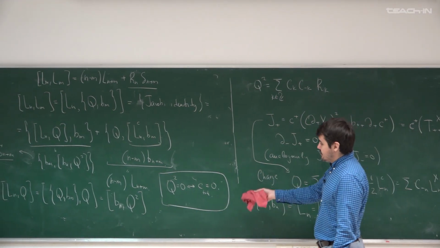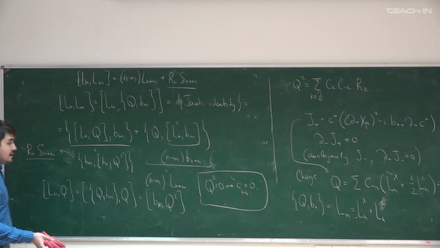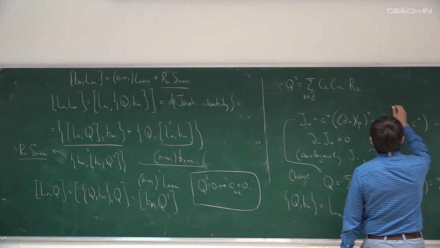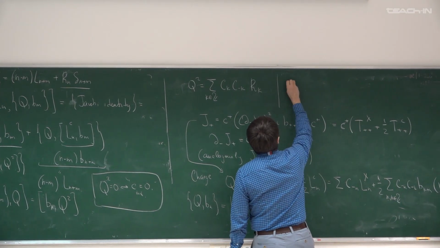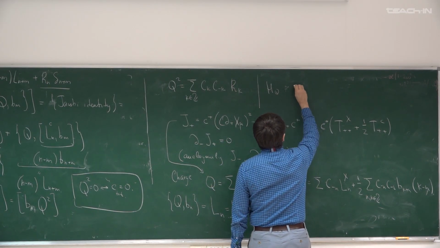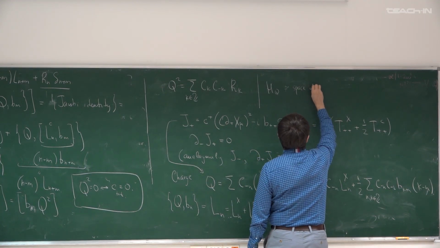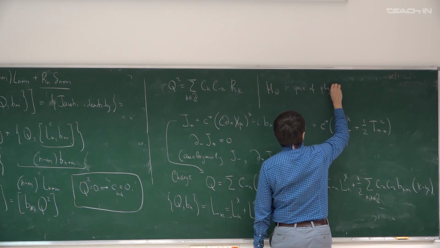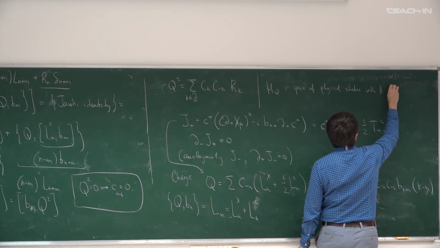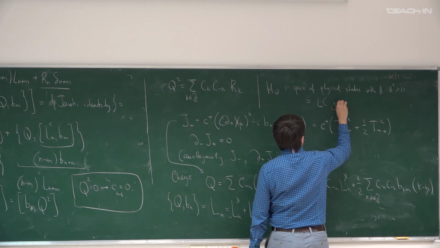This was just an argument that the vanishing of the central charge is also important for Q being nilpotent, and that in turn is important for us being able to define its cohomology, which we will not really do, but we will just make the statement that the cohomology of Q is isomorphic to the space of physical states with positive norm, which in turn is isomorphic with the light cone gauge Hilbert space.